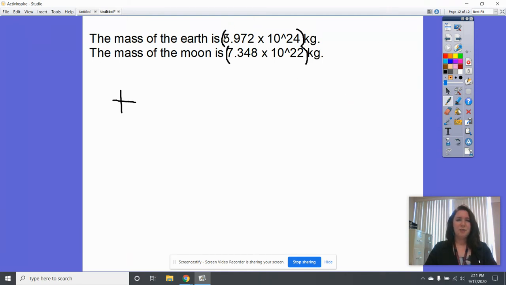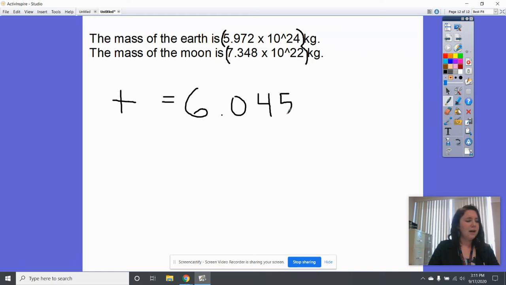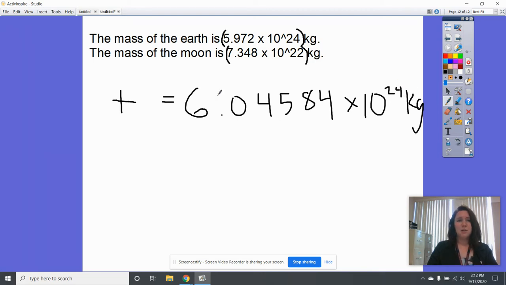So parentheses 5.972 times 10 to the power of 24, close parentheses, plus parentheses 7.348 times 10 to the power of 22, close parentheses, equals. So when we're combining, if it's a combined mass, we're combining two numbers, it's just adding them. And that happens to equal 6.04584 times 10 to the power of 24 kilograms. So that's the combined mass of the Earth and the moon. So that's one type of problem we might have.